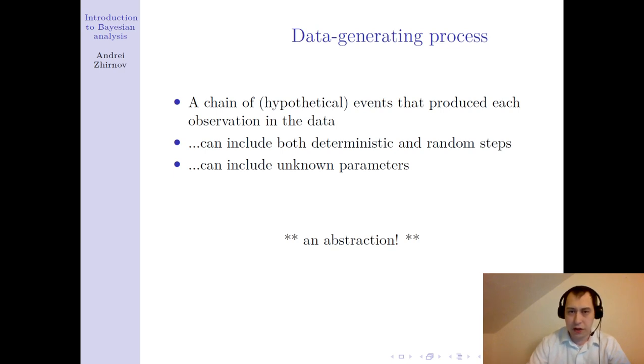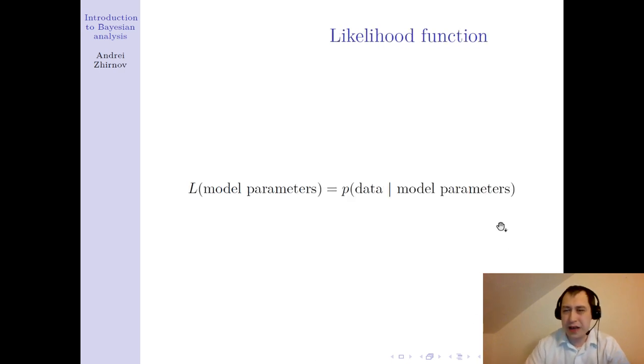Now, likelihood function is in a way a summary of the data generating process. The likelihood function is a function of model parameters, and it is specific to the DGP and to the data that we have on hand. The likelihood function is typically computed as the probability that the data that we actually observe could have been generated using our model with the given values of the model parameters.